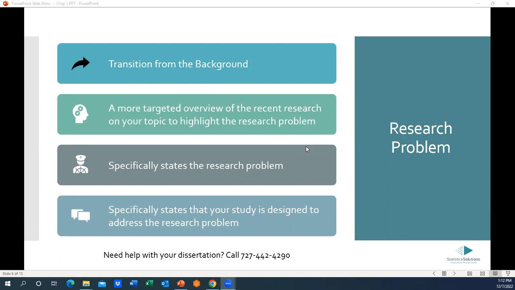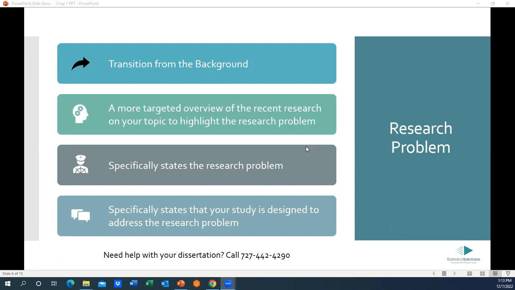To highlight what the research problem is and what you're going to be doing, right? Because the research problem basically drives the study. It's the motivator for the study. You can have a plan, you can have a topic, but if you don't have a research problem, you don't really have a study. It's the why. So let's take a step back here a minute and make sure we understand what a research problem is.